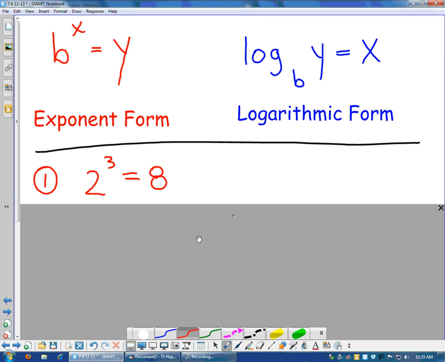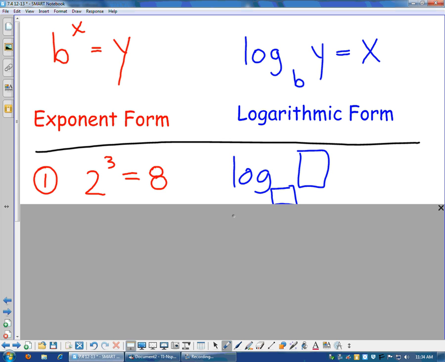So let's start off with this first one. We have 2 cubed equals 8. 2 to the third power equals 8. So if we want to write that in logarithmic form, you are basically going to be filling in the base of what equals what. So remember, logarithms are exponents. So the exponent over here is 3. So that means the log is 3. So the 3 has to go right here.